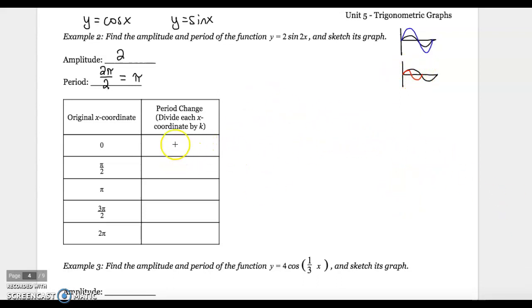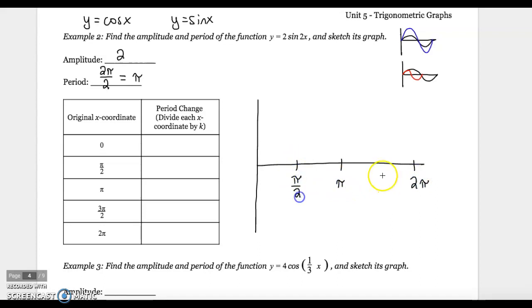Before we go ahead and get started graphing the different steps of these, I'm going to fill out my table. These are all of the original x-coordinates on our original function. These are the 5 main x-coordinates you'll be using to graph just the most basic sine and cosine functions. So we have 0, pi over 2, pi, 3 pi over 2, and 2 pi.